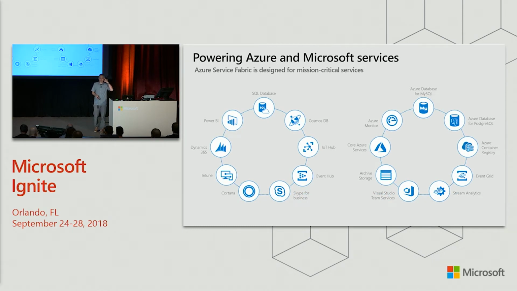We've used Service Fabric for years to build high-scale services. We started off with Azure databases 10 years ago, and now increasingly Cosmos DB, Event Hub, Event Grid, all services that are used inside Azure and even outside Azure, like Dynamics 365 and Office 365 as well. So we harden our own platform. We use it a lot ourselves.